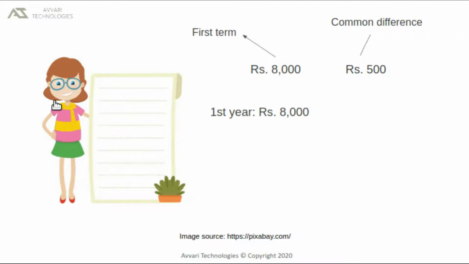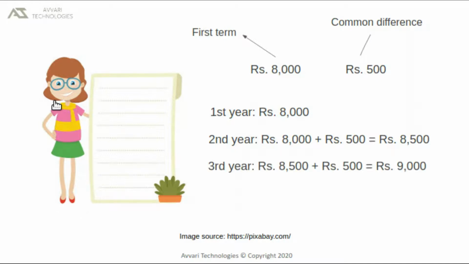So her first year's salary per month is 8,000 rupees. In the second year, 500 rupees will be added to her previous salary. Her previous salary was 8,000 rupees, now incremented with 500 rupees. So the total is 8,500 in the second year. She will receive 8,500 rupees per month from the second year.